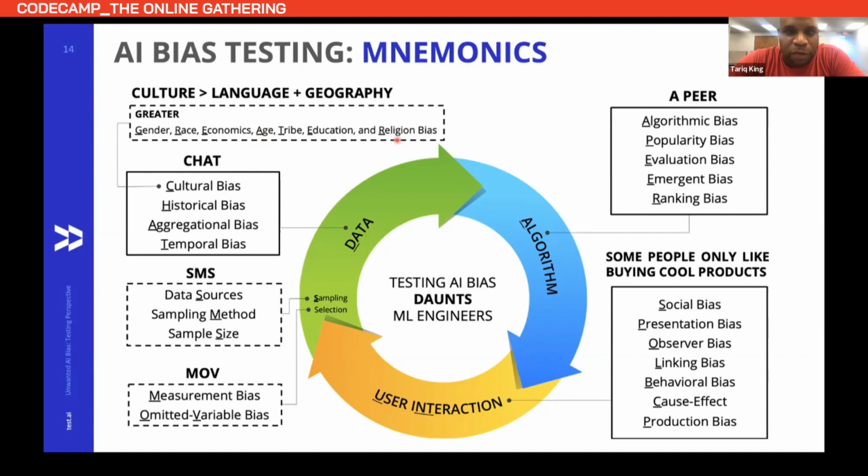You can see how I fit this over the cycle here and try to use things from computing, or mobile technology like SMS, or MOV file types, or peers in a peer-to-peer network. I wanted to round it off with something, because no mnemonic list is final without some random rhyme. So for user interaction bias, I have "some people only like buying cool products": social, presentation, observer, linking, behavioral, cause effect, and production bias.